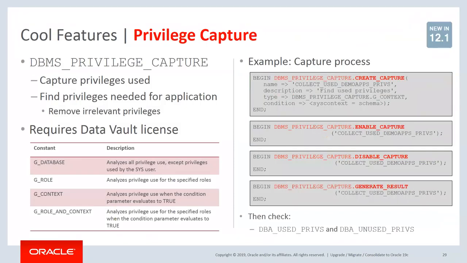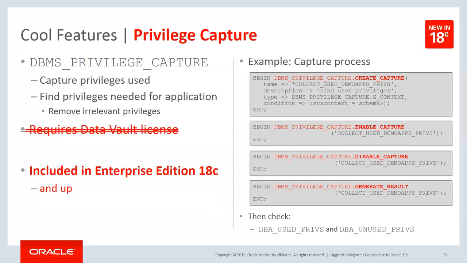Privilege capture is another feature introduced in 12.1, where you can actually see which privileges a user is actually using. So if you think people have too much access to a system, you can enable this. It used to be that you needed a Data Vault license to do this, but the nice thing is that privilege capture is now enabled in database 18C. So it's very easy, you can see who is using which privilege or who is misusing which privilege, and the other side as well, which privileges have been granted to somebody and are not being used by the application underneath, so you can remove them.